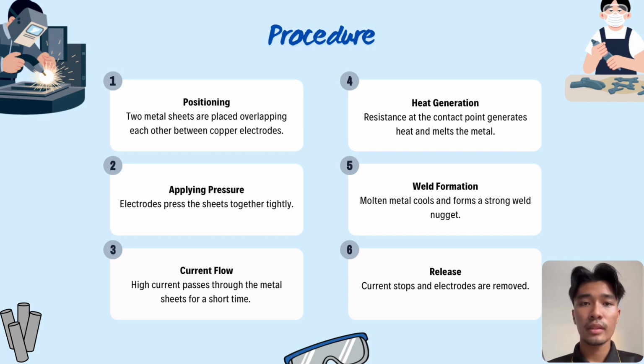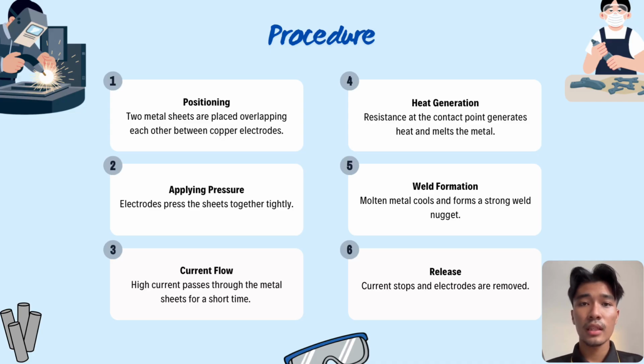On this slide, I will explain the procedure of the welding step by step. So, firstly, it is positioning the metal sheet. Two thin metal sheets are placed in an overlapping arrangement between the two copper electrodes. Proper alignment is important to ensure the weld is formed at the correct position. Next, the copper electrodes apply pressure to hold the sheets tightly together. This pressure improves the electrical contact between the metal surfaces and it prevents movement during the welding process.